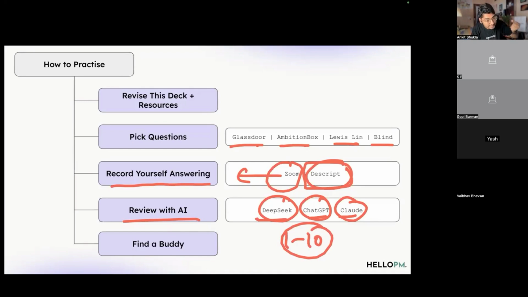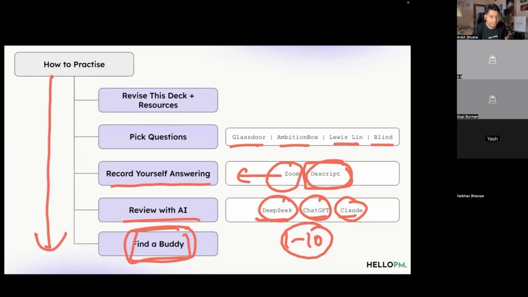Plus, you should also ask in the next prompt, please go ahead and tell me what are the other ways to answer this question. This is how you should improve. And the last part is find a buddy. I'm also going to float a form in the WhatsApp group so that if someone is looking to find interview partners with this particular knowledge, they should be able to connect with each other.